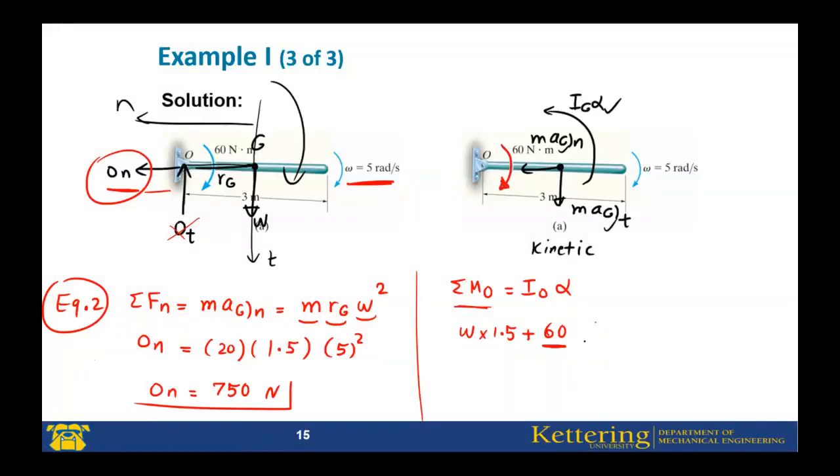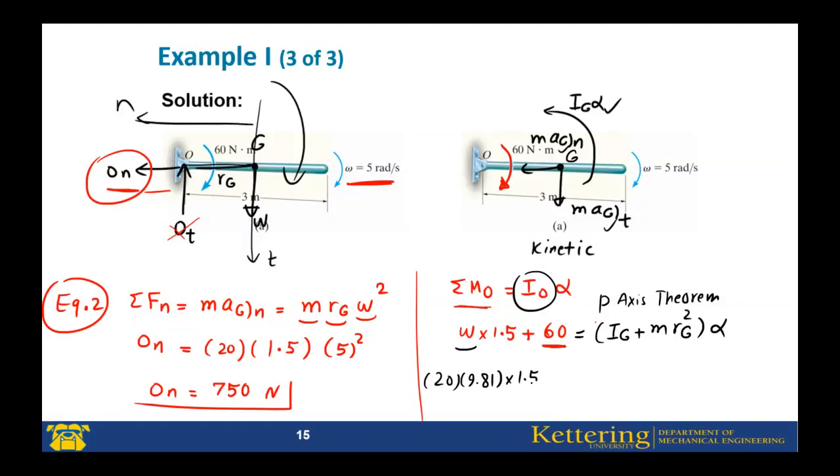Now, equal to IO. How can we find IO? Because this one is different from the center of the mass, this is equal to IG plus M RG squared. This is from the parallel axis theorem. Multiply by alpha. We have the weight 20 multiplied by 9.81 multiplied by 1.5 plus 60 equal to, how can we find the IG?